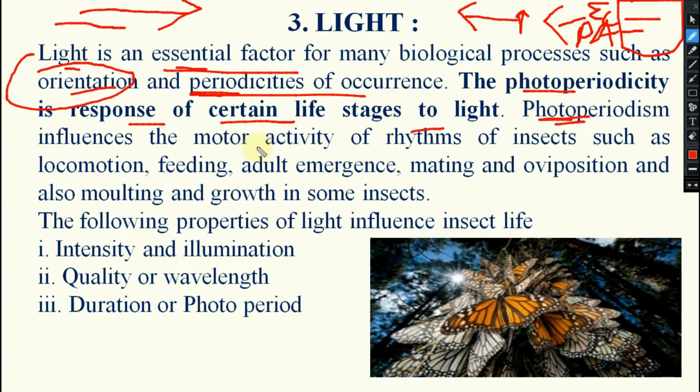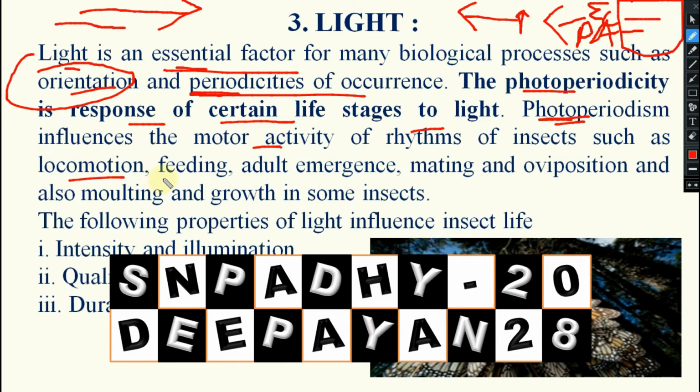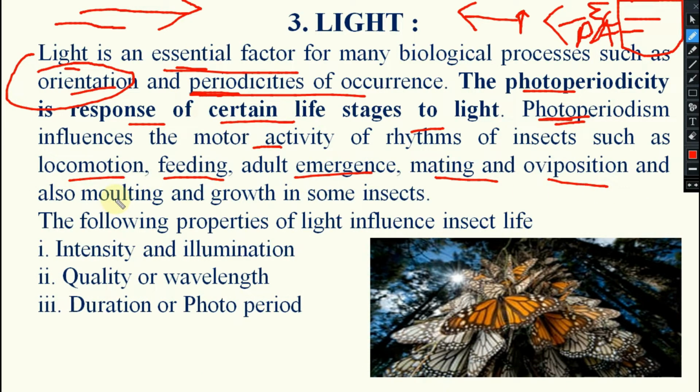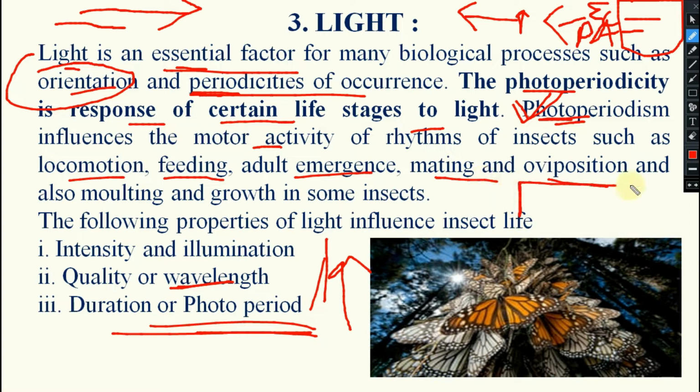Next, photoperiodism influences the motor activity and the principal activity rhythms of insects such as locomotion, feeding, adult emergence, mating, oviposition, egg laying, and also molting and growth in some insects. What photoperiodism is, we will discuss in the next slide. The following properties of light influence insect life: intensity of illumination, how much light is coming; quality or wavelength, which color is coming; and duration or photoperiod, that means the total day length. The insect will be affected by that also. So one by one we will discuss now.